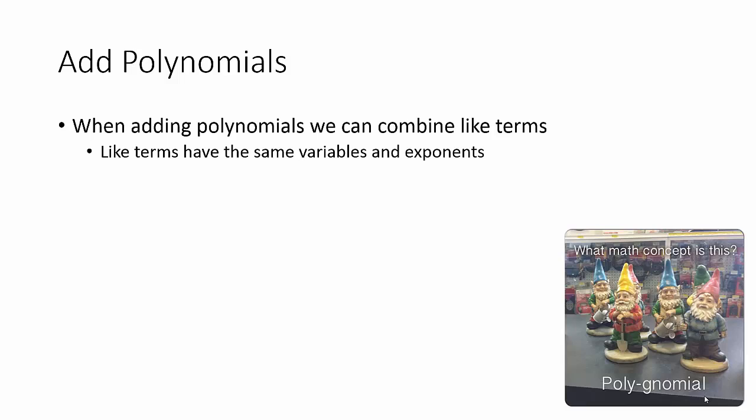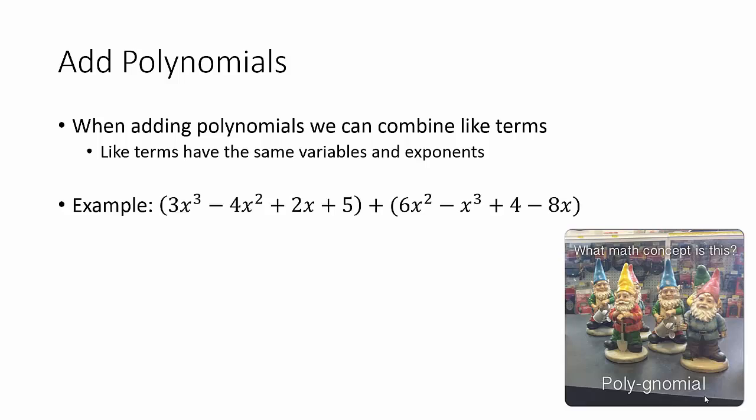When we're adding polynomials, we can combine like terms. We've actually done this before. Remember, like terms have the same variables and the same exponents. So for example, if I've got this polynomial here, 3x cubed minus 4x squared plus 2x plus 5, plus the polynomial 6x squared minus x cubed plus 4 minus 8x, we can combine like terms that have the same variables and same exponents.